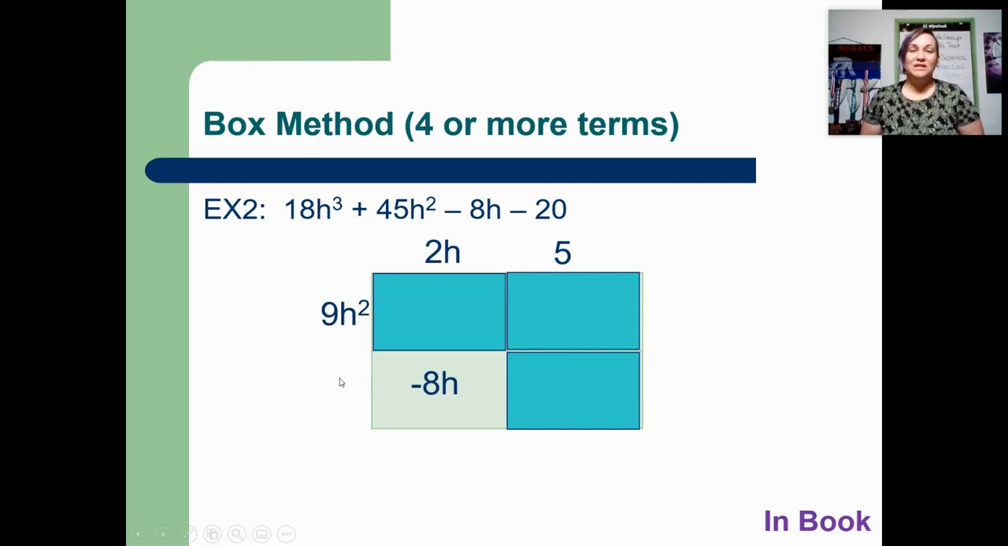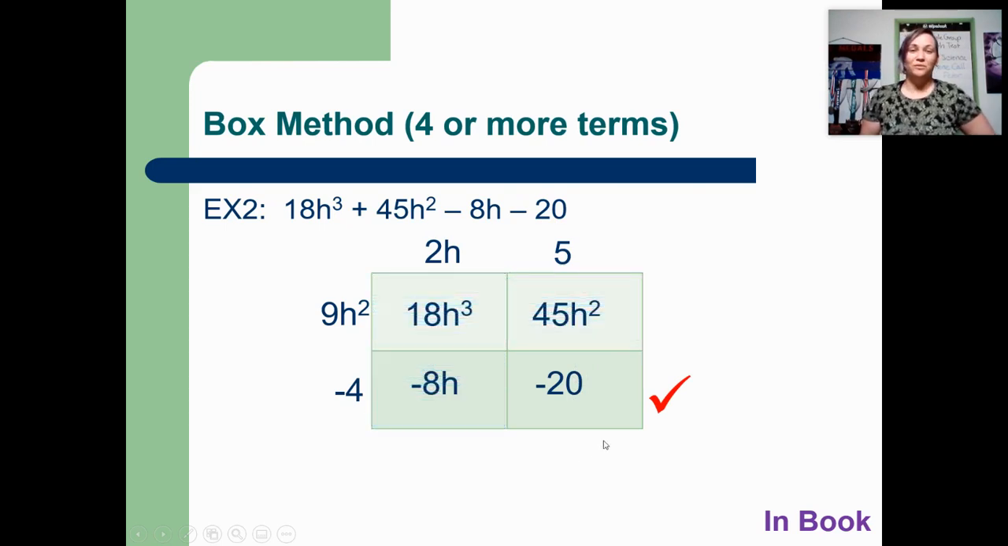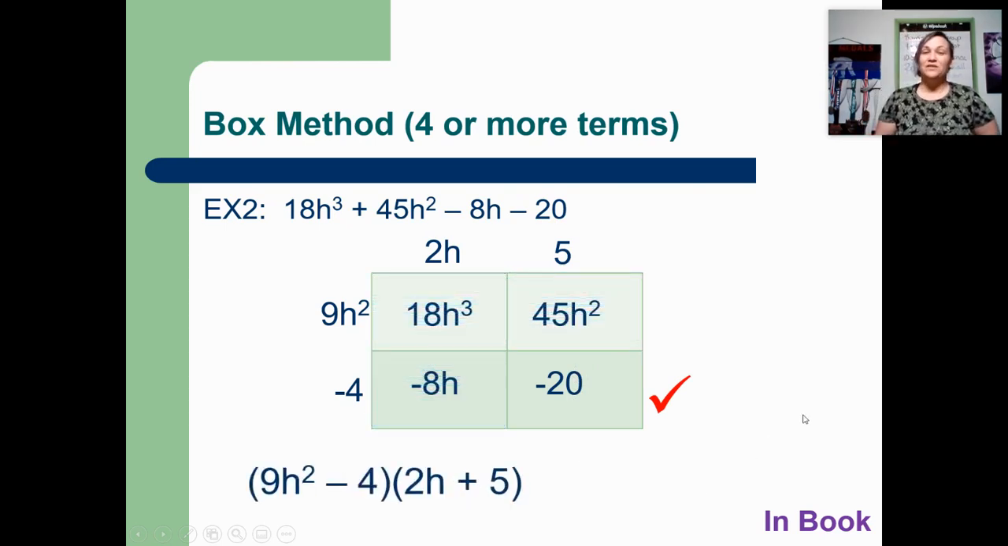2 times -4 is -8, and I've already got my h. And then we check. -4 times 5 is -20. We did good. I feel pretty confident, and I'm ready to write my answer now. So my final answer for this problem is 9h squared minus 4 times 2h plus 5.